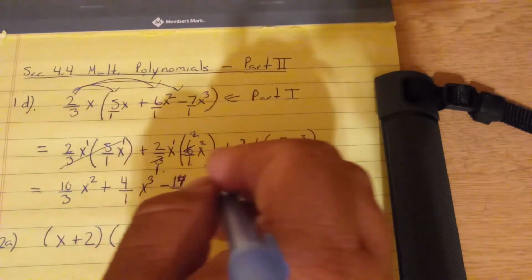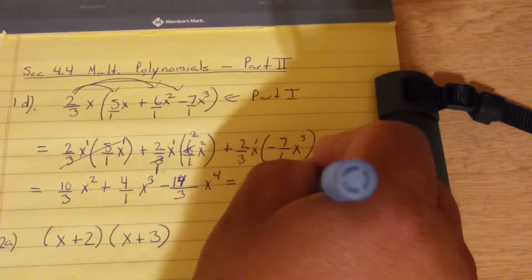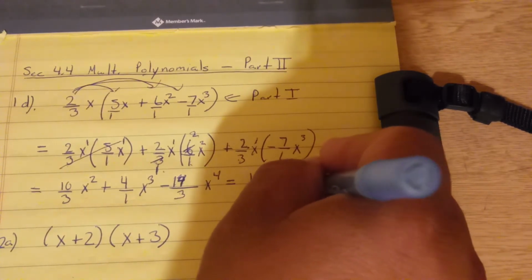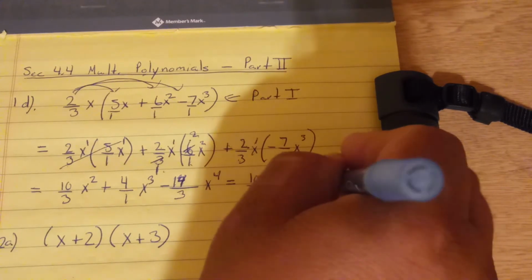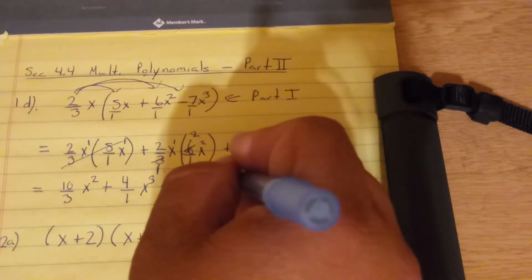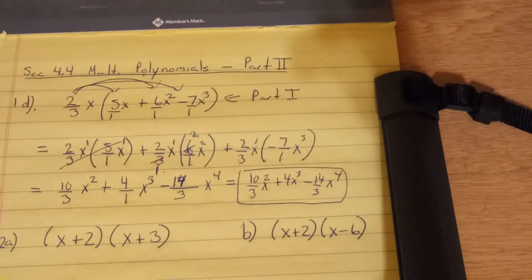And over here, the negative 14 over 3 x to the fourth. And that would be your answer right there. So once again, not too difficult to work with, but essentially that's how we deal with fractions right there.